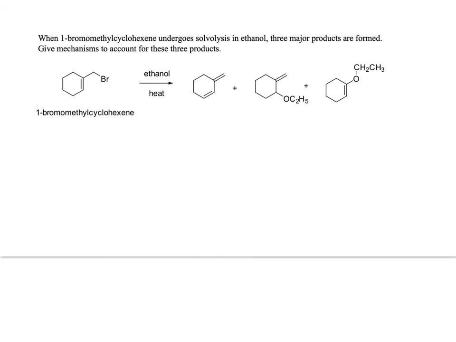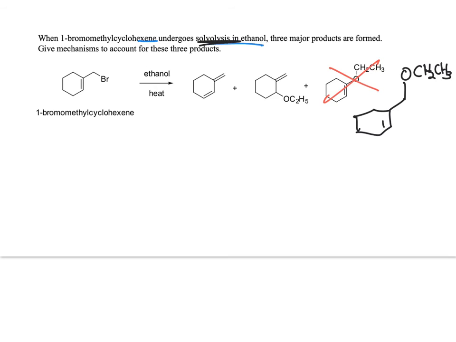When 1-bromocyclohexene undergoes solvolysis in ethanol, 3 major products are formed. Give mechanisms for these 3 products. Okay, go ahead and make a correction here because that wasn't drawn correctly. This should have been this compound here.